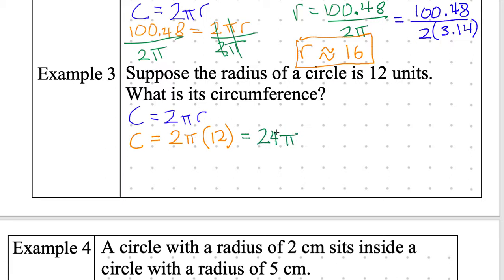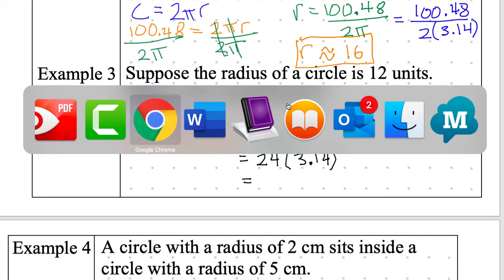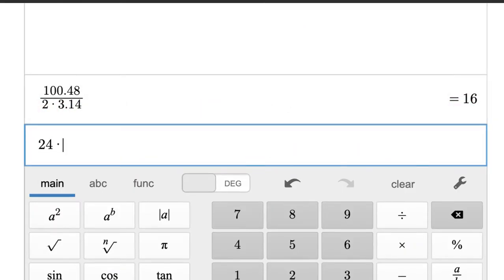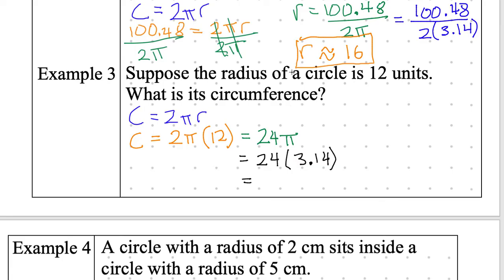I now need to turn pi into something a little bit easier to work with, so I'm going to say that's actually equal to 24 times 3.14, and then I just have to plug that into my calculator. 24 times 3.14 is about 75.36. So I should do an approximately equal to, that's about 75.36. Don't forget your units.